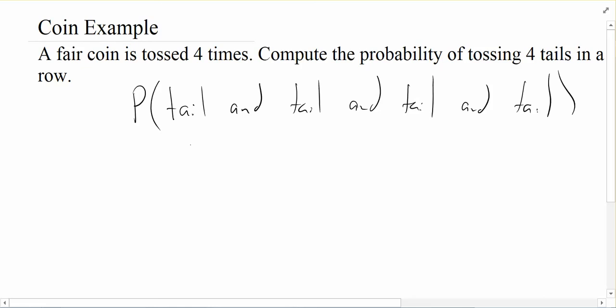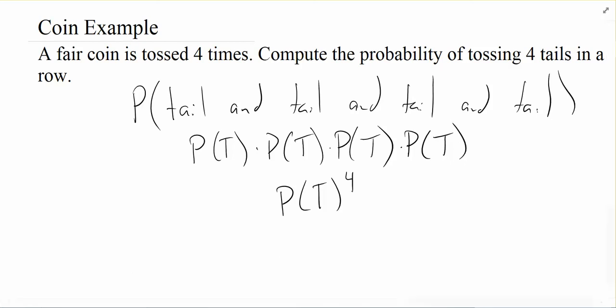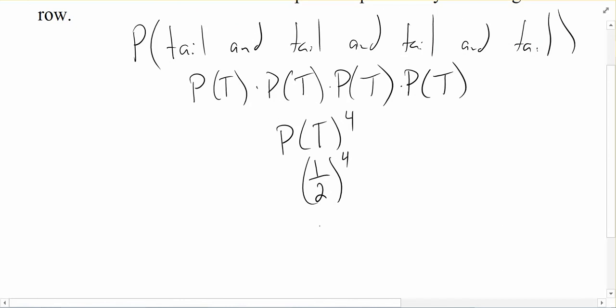And so we could look at this and say, well, that would be the probability of getting a tail times the probability of getting a tail times the probability of getting a tail times the probability of getting a tail, since it's really an AND. But really, this is just the probability of getting a tail raised to the 4th power, because we're multiplying by itself 4 times. And we know with a fair coin, the probability of either a head or a tail is 1/2. And so we can see that this probability, if we raise 1 to the 4th power, is 1, 2 to the 4th power is 16. So this probability is also 1 in 16.